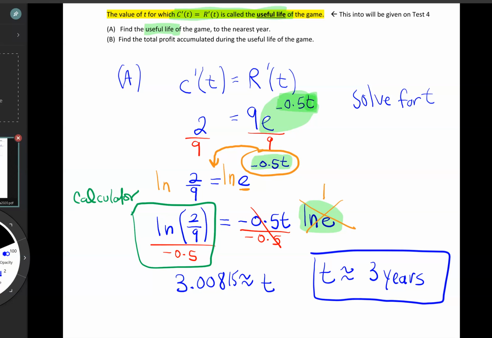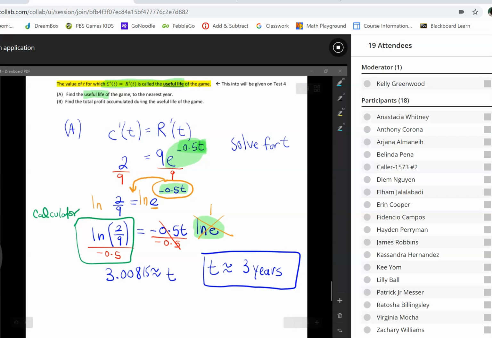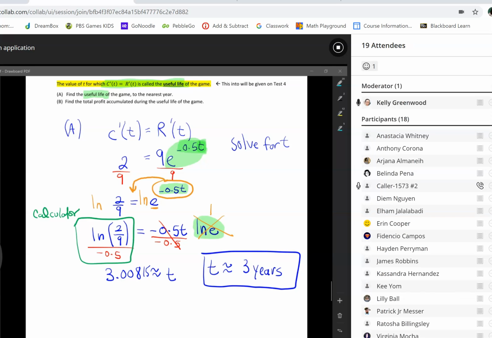Okay, any questions how I got 3 years? Show me a status so I'll know how you're feeling with the 3 years there. How are you feeling with how I got 3 years? I just use the formula that'll be provided for me on my test. Then I use some algebra. I had to remember that exponentials and logs undo each other.